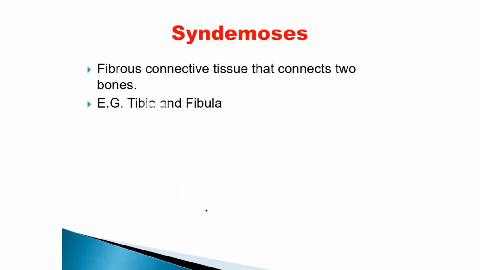Let's understand the next fixed joint, that is called syndesmosis. Syndesmosis is made up of fibrous connective tissue that connects the two bones. Example is tibia and fibula. Remember, tibia and fibula are in the category of fixed joint. They never move at all. They are fixed in their position.